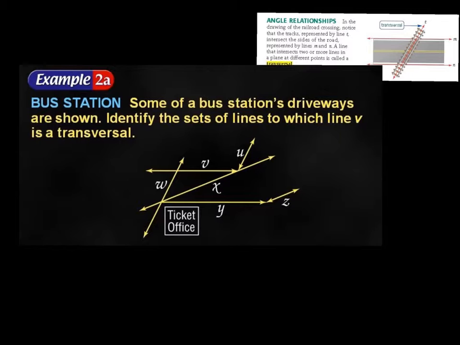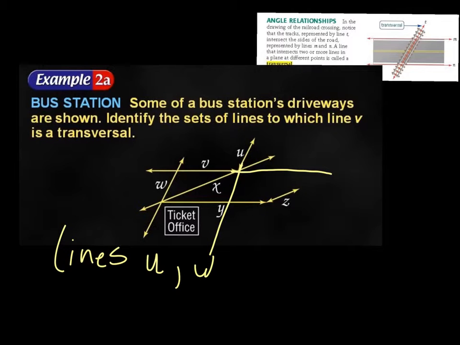Some of a bus station's driveways are shown. Identify the sets of lines to which V is a transversal. Now they made it a little bit tricky because they didn't extend their lines. We could make them longer. So basically the only line that V is not going to be a transversal to is the one it's parallel to. So it will not be a transversal to Y. So the other lines are U, W, X, and Z.